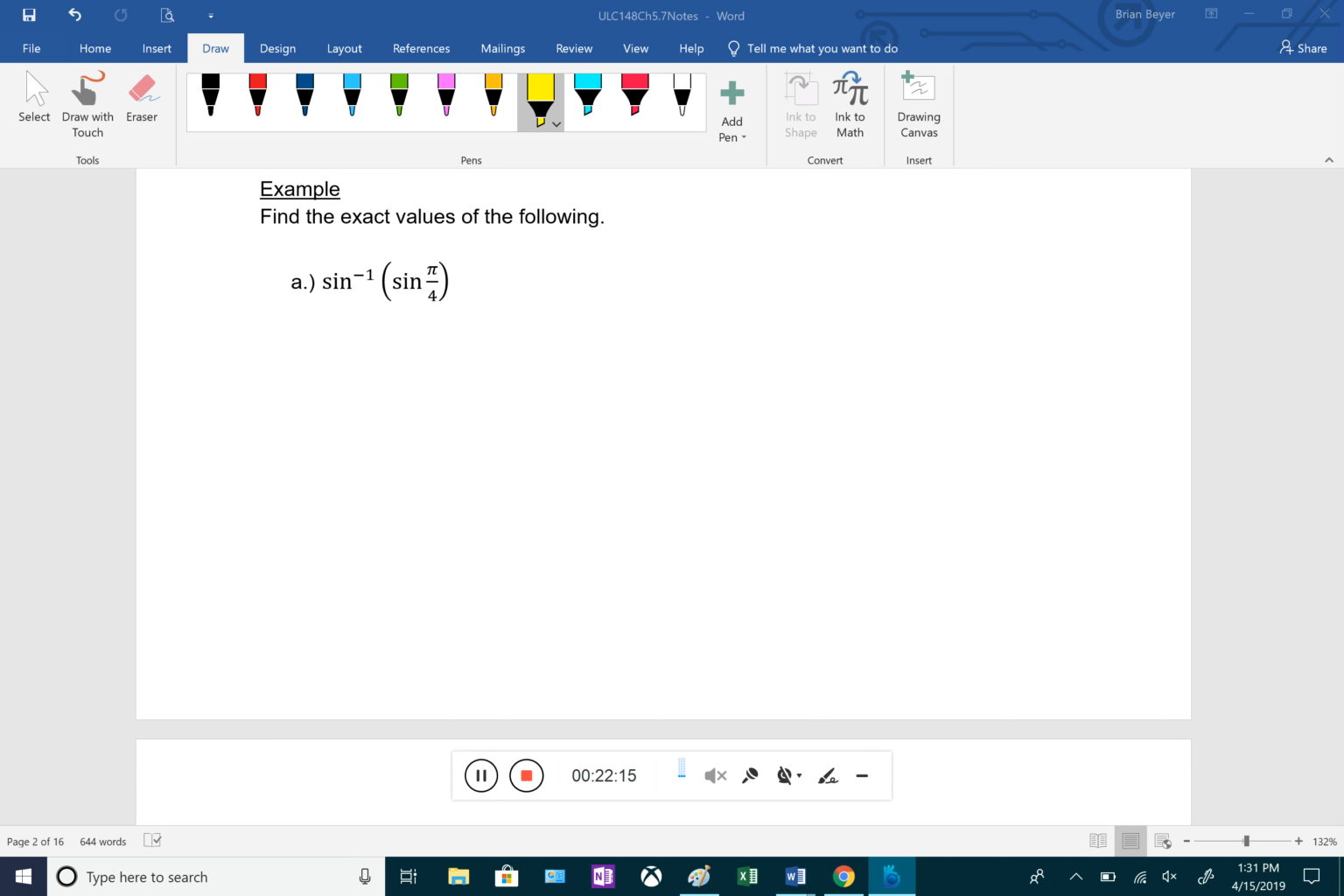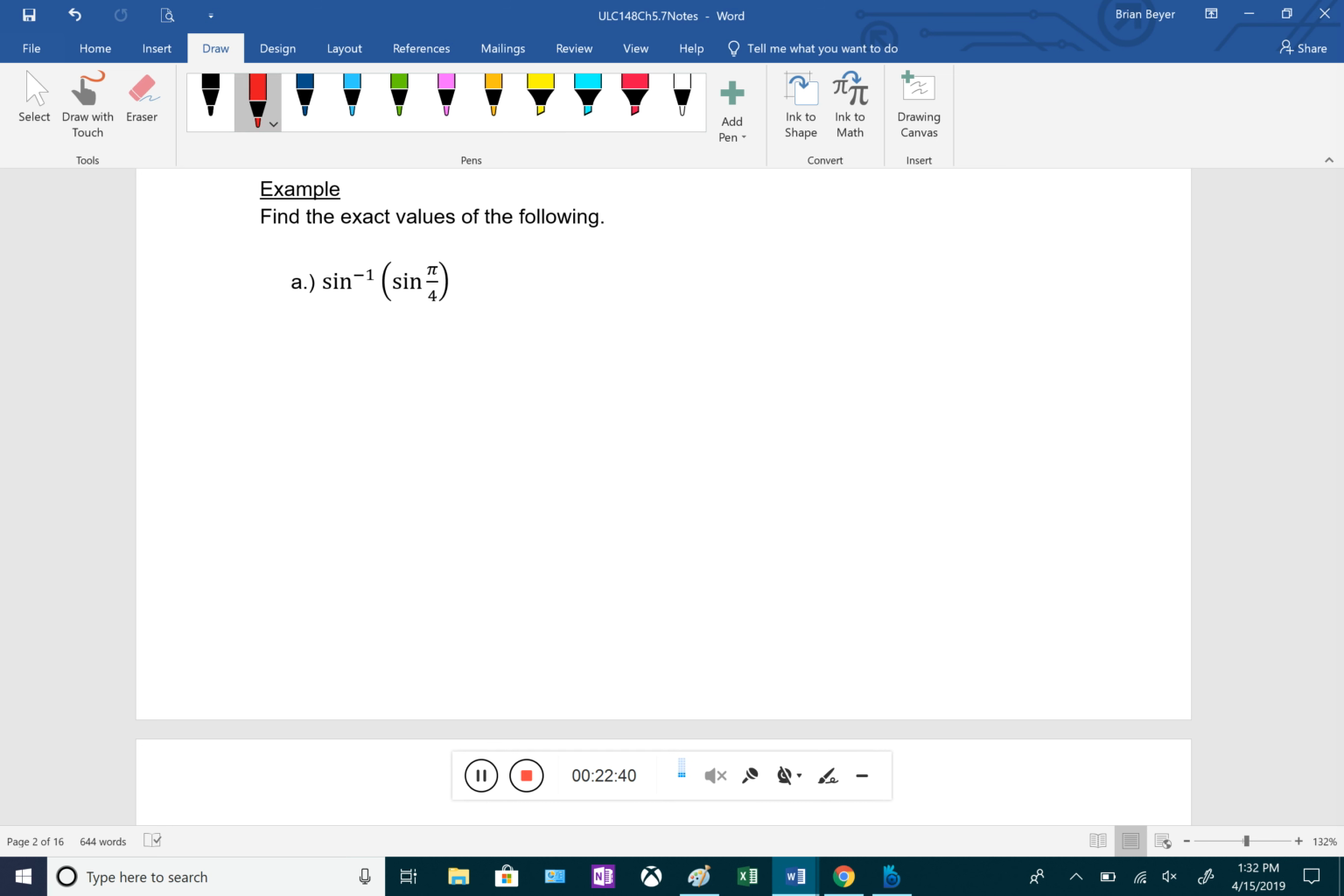So sine inverse of sine of pi over 4. What we could do here is go to the middle function, the inner function, and evaluate that expression. Sine of pi over 4, we would actually get radical 2 over 2. And then we could evaluate sine inverse of radical 2 over 2, which would give us pi over 4.